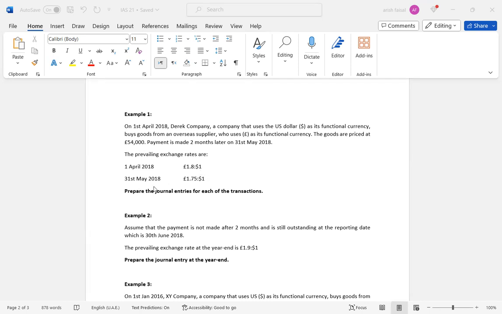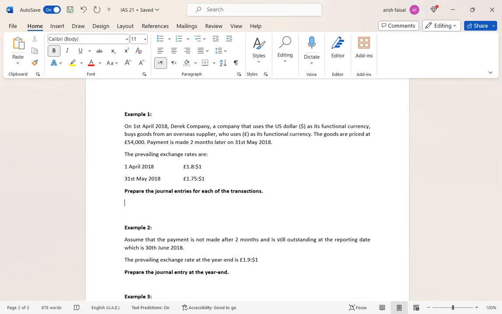And on 31st May, when the payment has been done, at that date the exchange rate is 1.75 pounds to $1. Okay. So now the question requirement is to prepare the journal entries for each of the transactions. That is, at the time of purchasing the goods as well as at the time of making the payment, right?